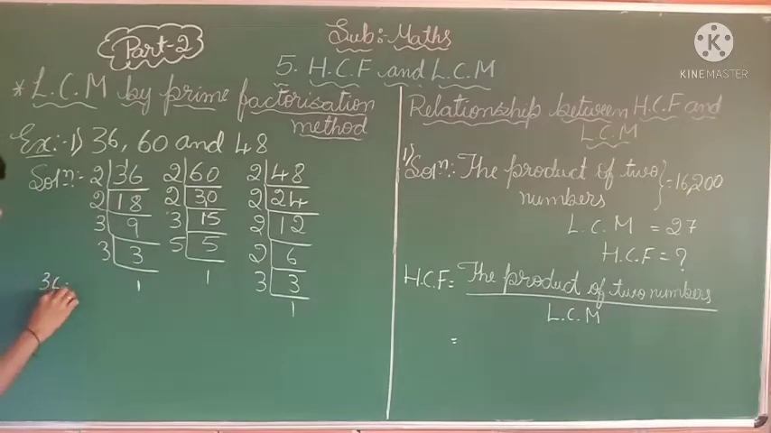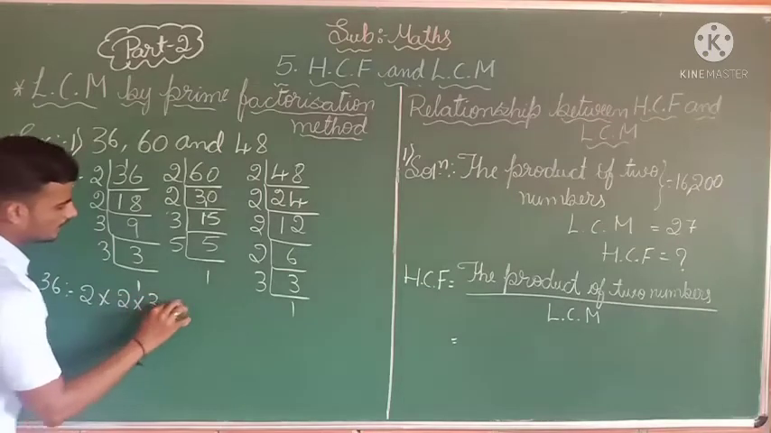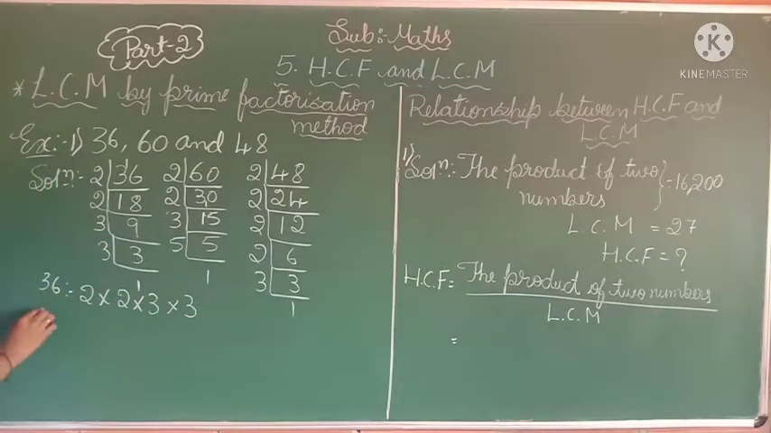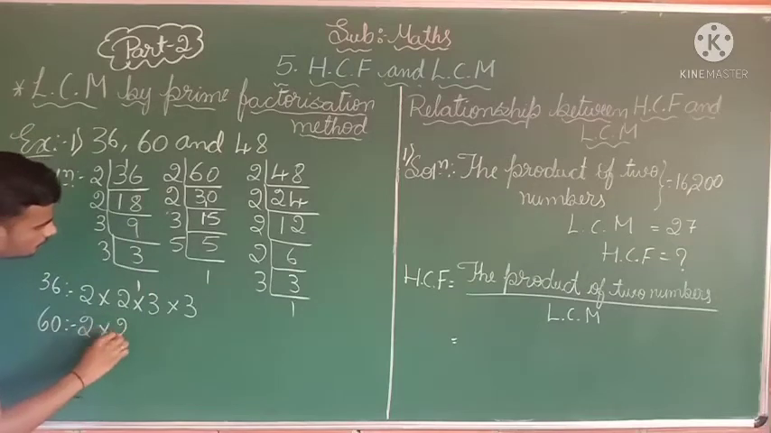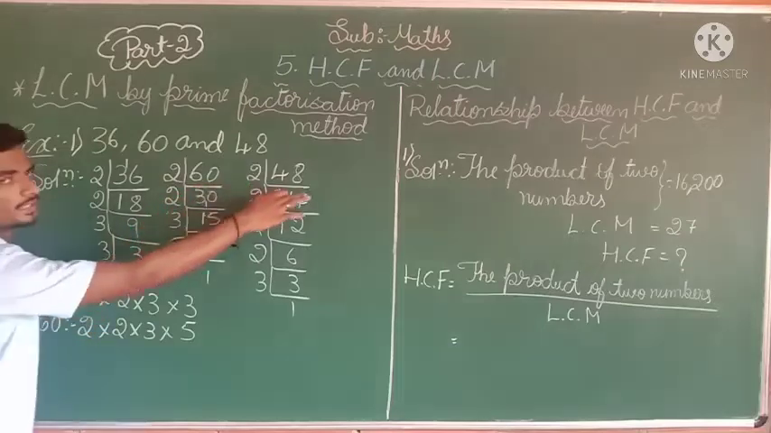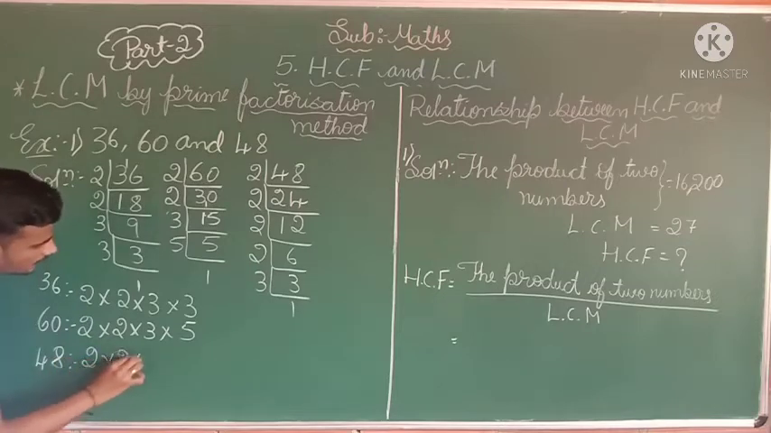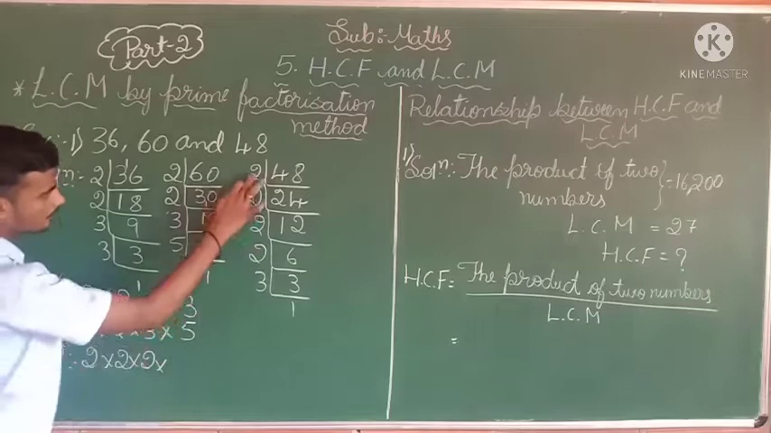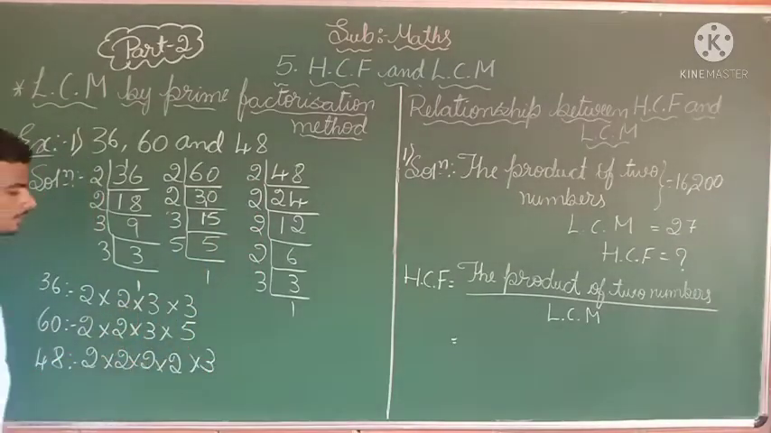36: 2 into 2 into 3 into 3. Then in 60, what we got here? 2 into 2 into 3 into 5. Then in 48, we got 2 into 2 into 2 into 2 into 3.